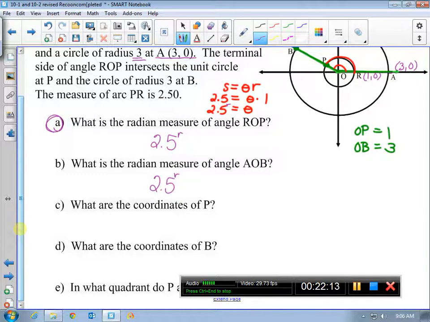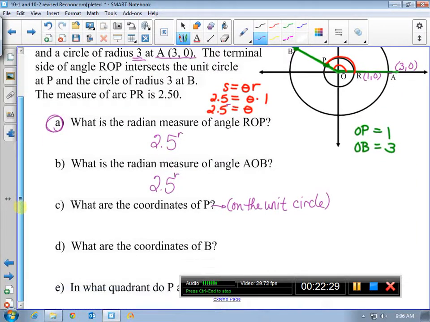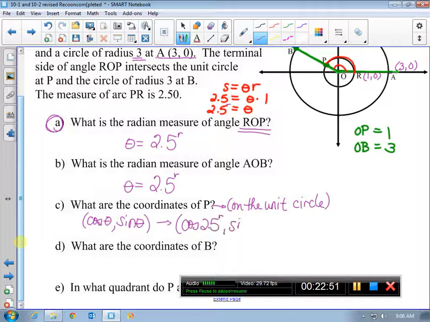Part C, what are the coordinates of point P? Okay, point P is on the unit circle. And we know from experience that if we're on the unit circle, the coordinates of our point are cosine theta, sine theta. And since theta is 2.5 for our angle ROP, then we're going to have the cosine of 2.5 radians and the sine of 2.5 radians.